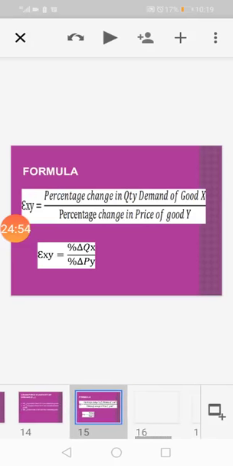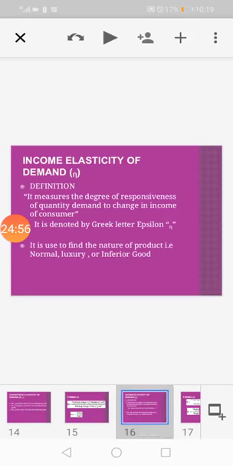Now let's discuss the third type of elasticity of demand, it is income elasticity of demand. In the theory of demand, we have seen that demand also changes with the change in consumer income. But for some products, demand changes to a very large extent. For some products, demand changes to a lower extent. It is measured by the income elasticity of demand.